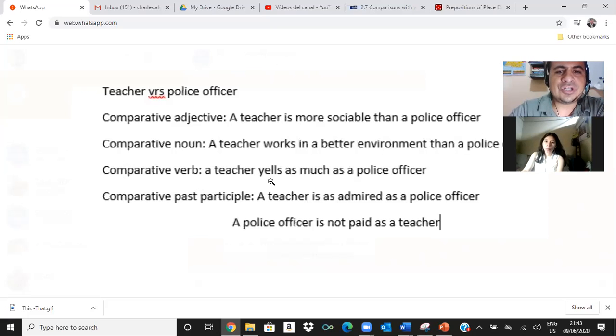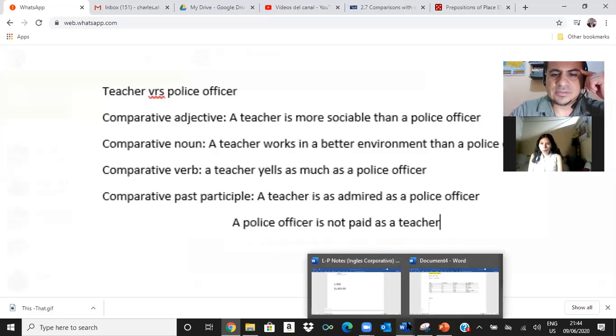A comparative verb: a teacher yells. Yes, this is a verb. Yells as much as a police officer. Very good. Comparative past participle: a teacher is as admired. What is admired? Admirable, right? When you look up to someone. A teacher is as admired as a police officer. Or they put another example here: a police officer is not paid as a teacher. Very good, excellent. Okay, this is an example of one of the groups here. Okay, very good. Questions? Preguntas for this exercise? Okay, very good.